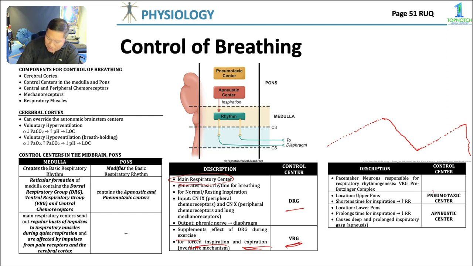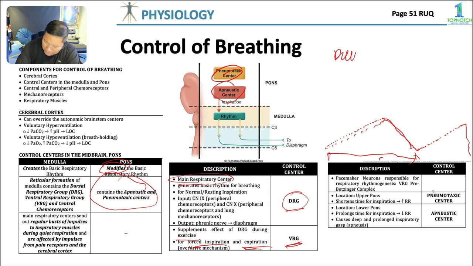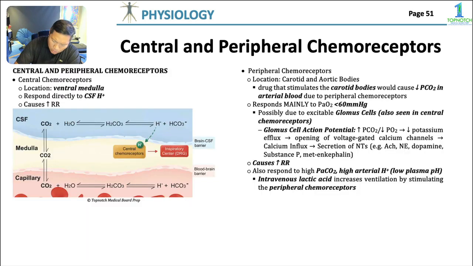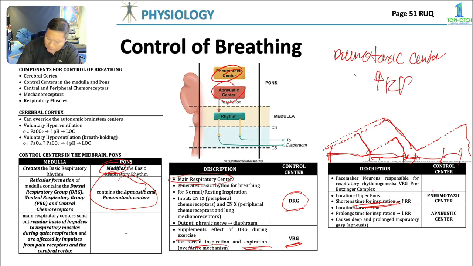Your pneumotaxic and apneustic centers are found in the pons, and they modify the basic respiratory rhythm of your DRG. So anong gagawin ng pneumotaxic at apneustic center? Kung halimbawa, ito yung inspiratory ramp signal, tapos ito yung duration ng breathing mo, inhalation, exhalation. Your pneumotaxic center in the pons will shorten the duration of inspiration. So if you shorten the duration of inspiration, inhale, inhale, inhale, exhale. Inhale, inhale, exhale. So you will have more cycles per minute. Tumataas yung frequency. So the pneumotaxic center at the end of the day will increase your respiratory rate.